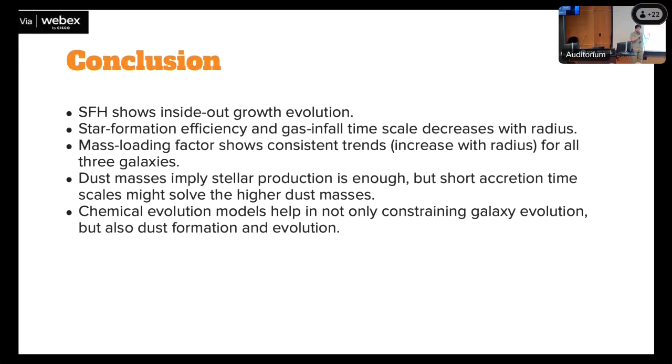So in this way, we can actually use this chemical evolution framework to try and constrain whether dust growth is primarily done by stars or whether you also need the accretion to explain what we observe. Thank you.